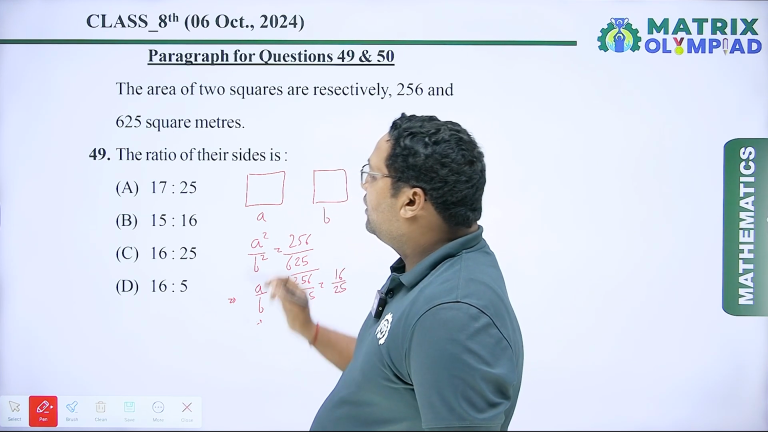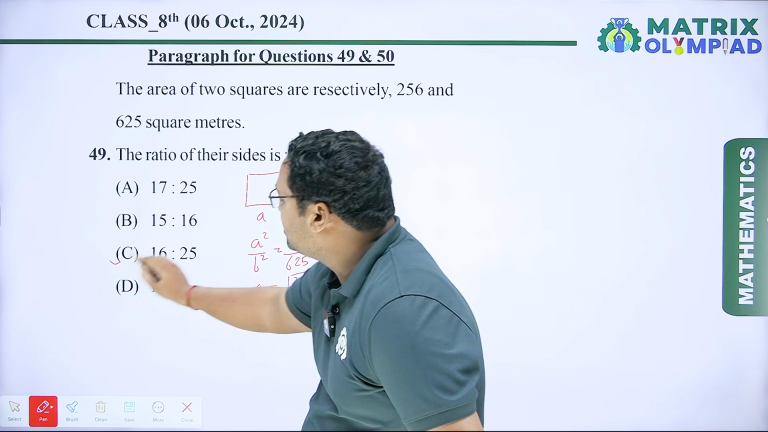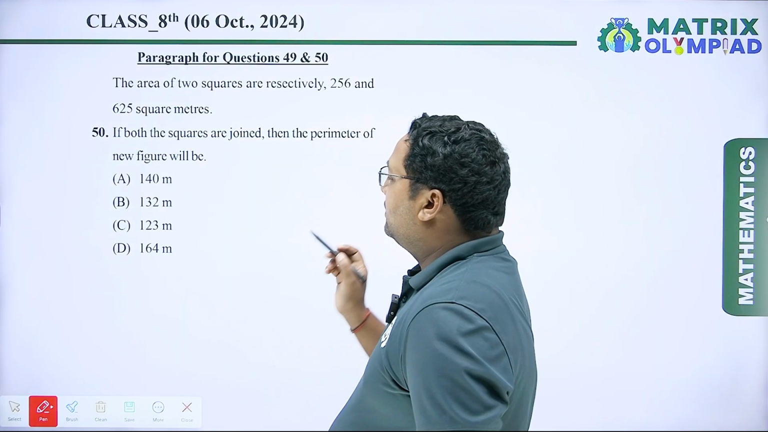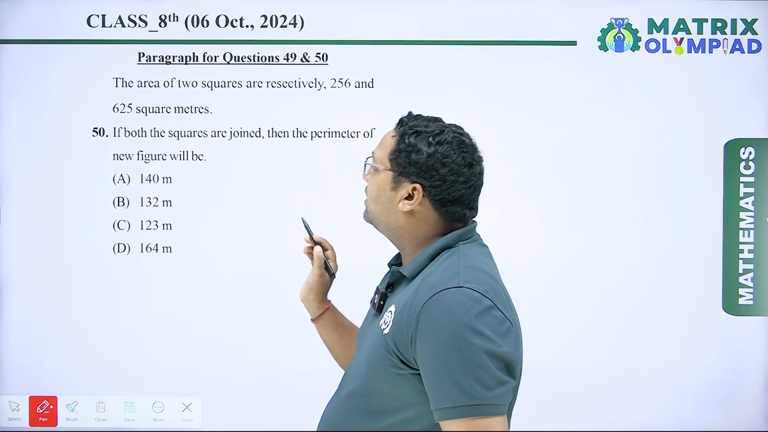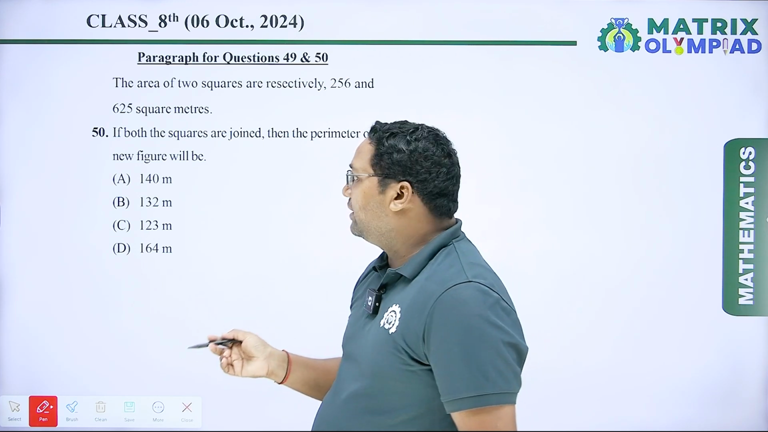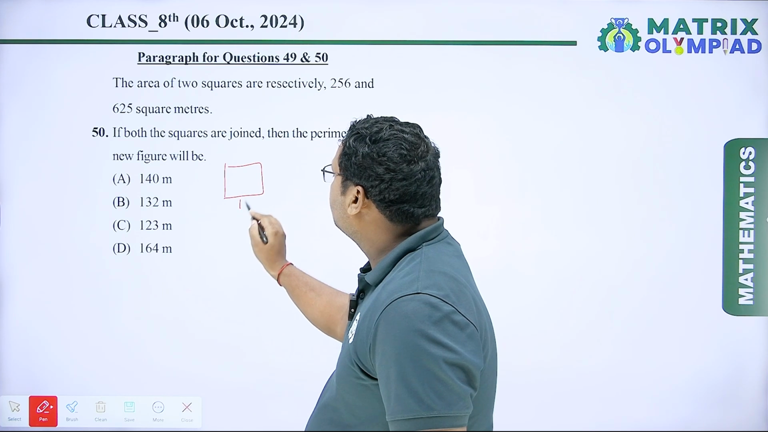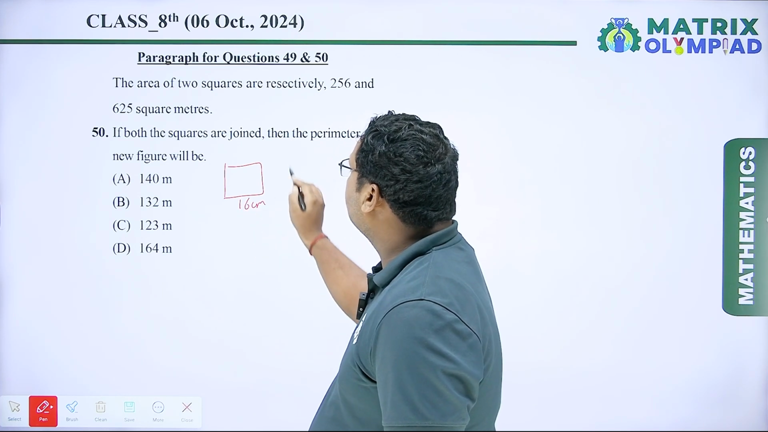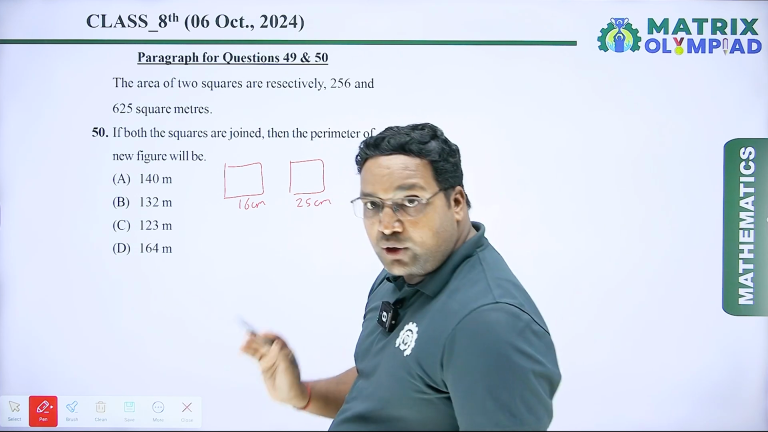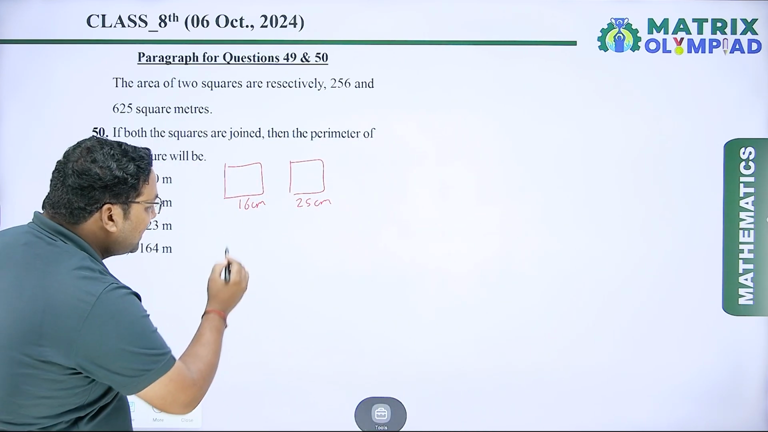The ratio of their sides is 16:25, which is option number C. So correct option is C. Next, here the question is, if both the squares are joined, then the perimeter of the new figure will be. The first square is 16 centimeter side and the second square is 25 centimeter side. If we join these two squares, so we will get new figure, and that new figure is like this.